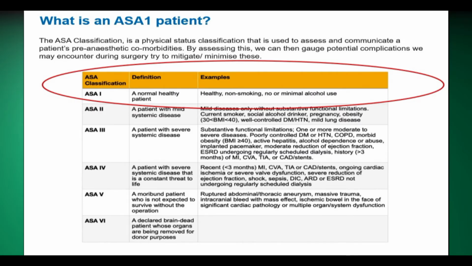What is an ASA1 patient? The ASA classification is used to assess and communicate a patient's pre-anesthetic comorbidities. By assessing this, we can then gauge potential complications we may encounter during a surgery. An ASA1 patient is a healthy, non-smoking patient with a BMI less than 30 and no or minimal alcohol use.